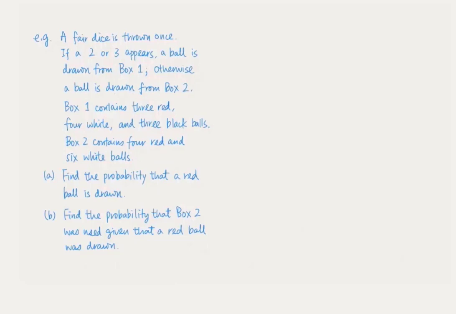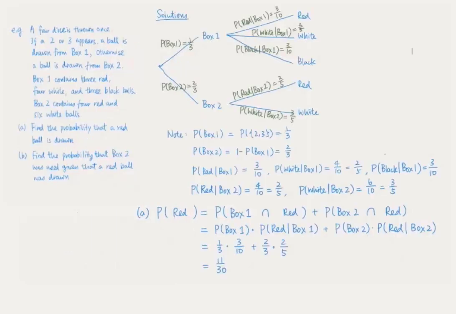Let us refer to this example. Before we discuss question A, let us refer to this diagram. So according to the question, a fair dice is thrown once, therefore the numbers that come up are equally likely. And if number 2 or number 3 appears, then we will pick box 1 and a ball will be drawn from this box. Otherwise, if the number that comes up is 1, 4, 5, 6, then we will pick box 2 and a ball will be drawn from this box 2.